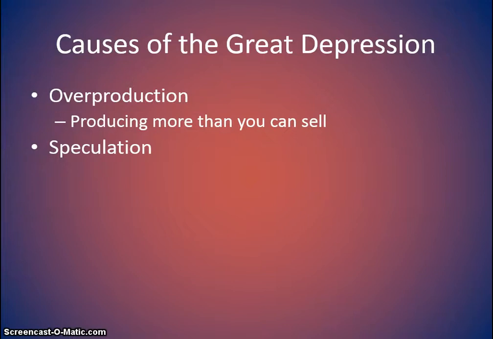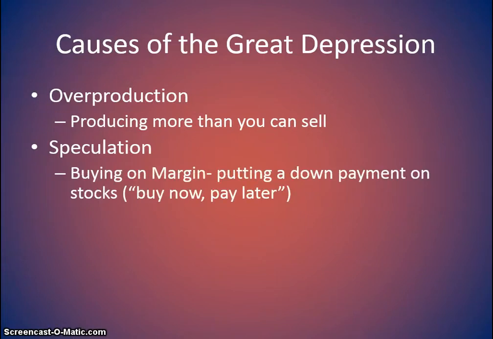The next one will be speculation, which is one we saw during the 1920s. And it's almost like buying on margin, where you're putting a down payment on stocks. The whole idea of buying now and pay later, right? So it's either buying on credit, buying on margin, or speculation. But speculation is more geared towards stocks.